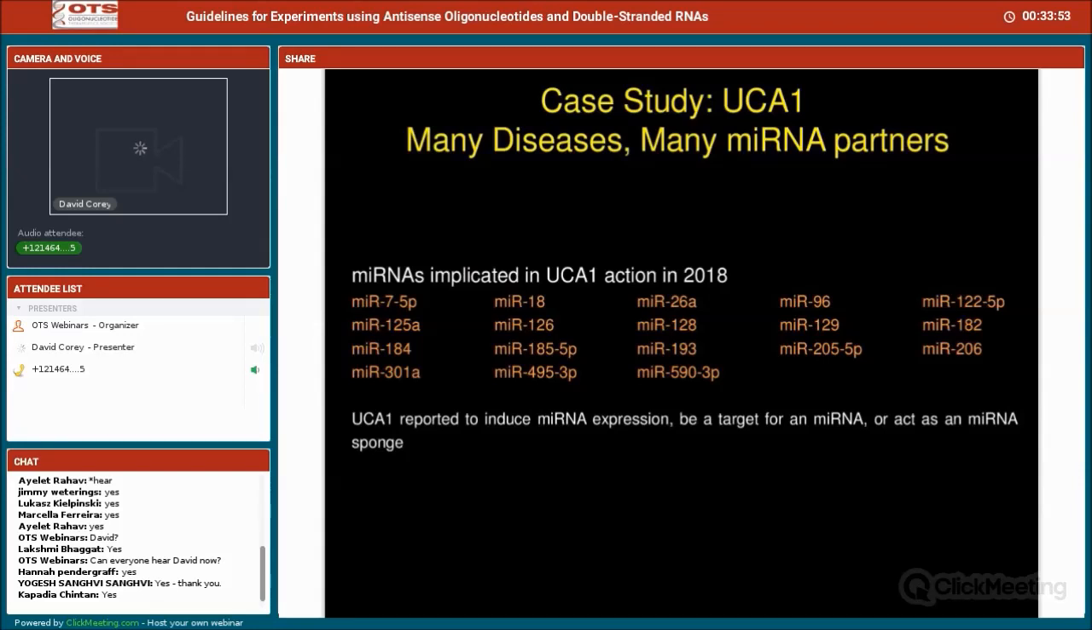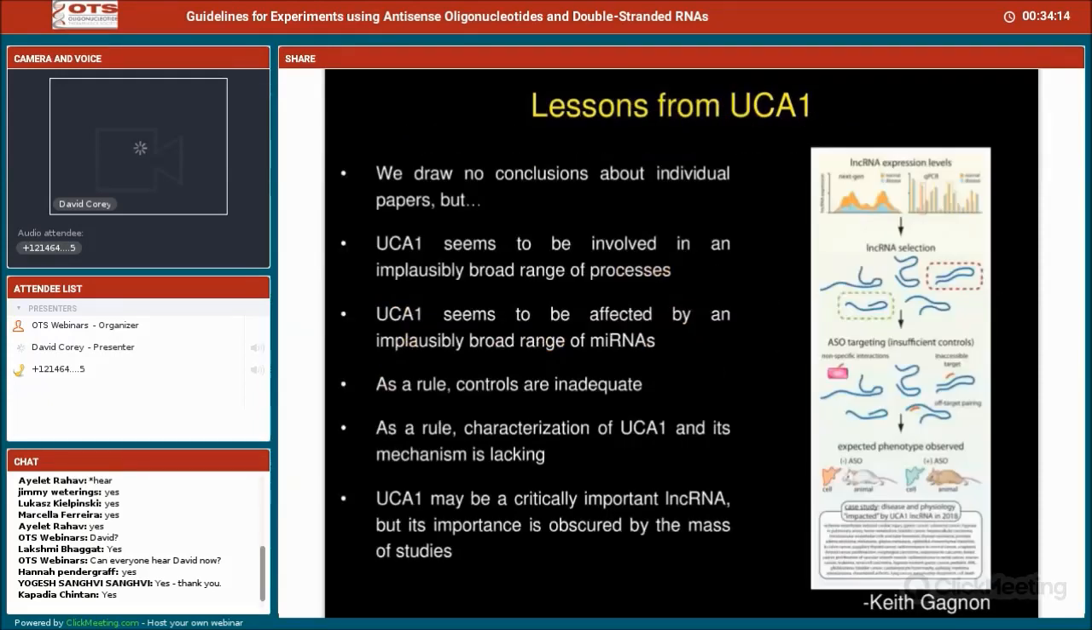And what's more, it appears from the literature that many different microRNAs are involved in the control of this long non-coding RNA. It's been reported to be able to induce microRNA expression, be a target for microRNA expression, or act as a microRNA sponge. So I make no claims that I'm drawing any conclusions about the individual papers that studied UCA1. It's entirely possible that some of them are quite accurate.